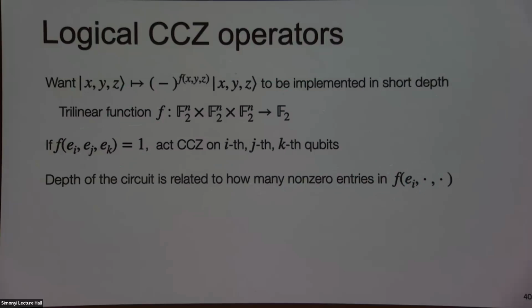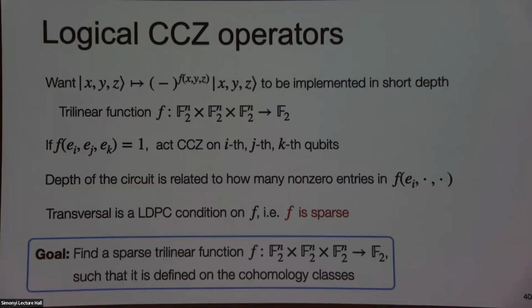So in other words, let me say it in a different way. This function, you can think of it as an n by n by n tensor, and the values are in F2. This condition is saying that we take the ith layer, and we only want to see constantly many non-zero entries. In other words, this is just saying that f should be something sparse. So really the goal here is to find some sparse trilinear function defined on the cohomology classes.